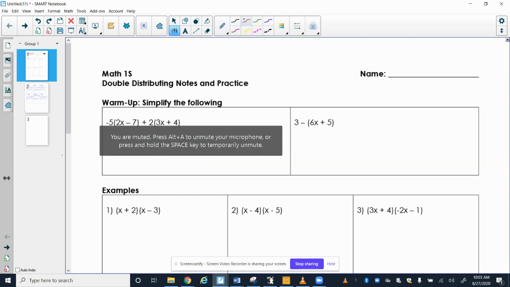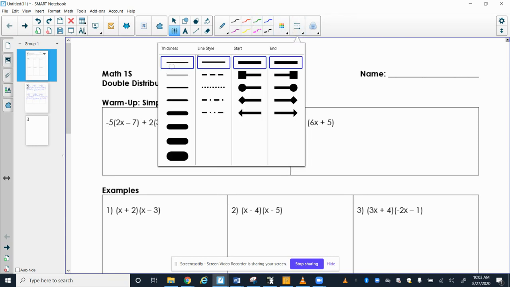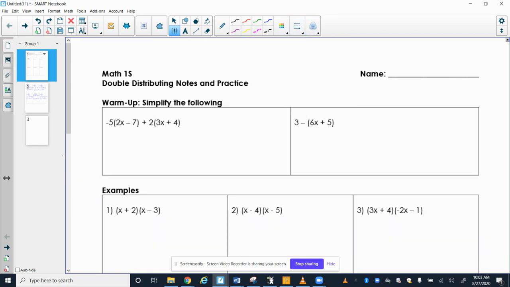All right, today we have a short lesson on double distributing, which is a skill you probably haven't seen before. So quick warm up here at the top. This is just a warm up of what we've been doing the last couple of days in class. This first one is like what we had in the past couple of days, where we're working on distributing and combining like terms. So that's where we'll start.